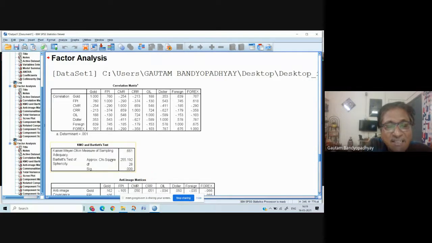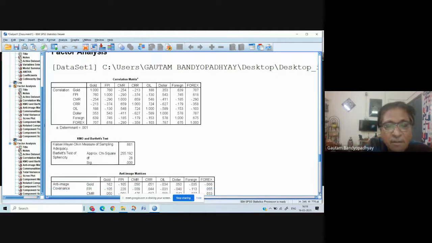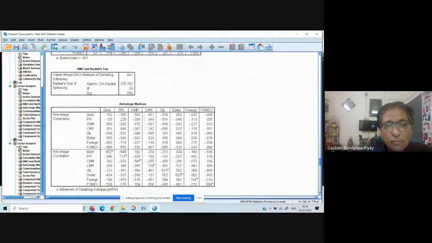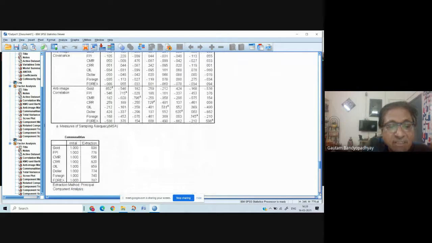And this is the Bartlett chi-square, and the formula is given in my notes, how we calculate the chi-square. Then you go to the communalities part. That is very interesting. In the communalities part, you have to check whether all communalities are greater than 0.6 or not. Gold, okay, FPI, okay, but CMR is less than 0.6. Because there is some literature, if some variable's communality is less than 0.6, you can discard that variable.